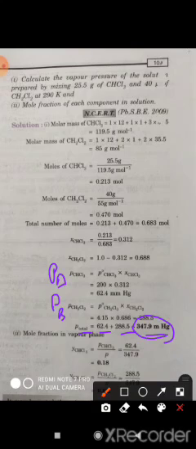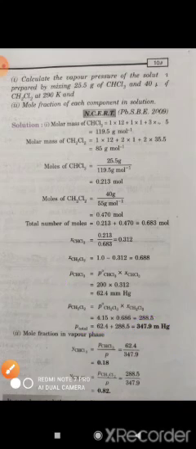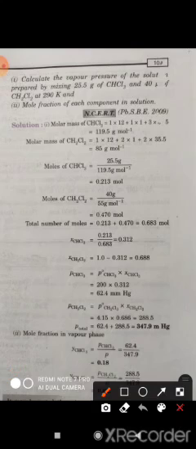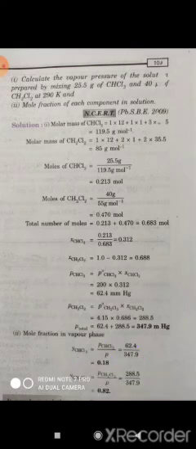Here in this we also have to find out the mole fraction in the vapor phase. So the mole fraction of the A component in the vapor phase is equal to its partial pressure divided by total pressure. So when you solve this one, we get this value, and similarly for the other one also.